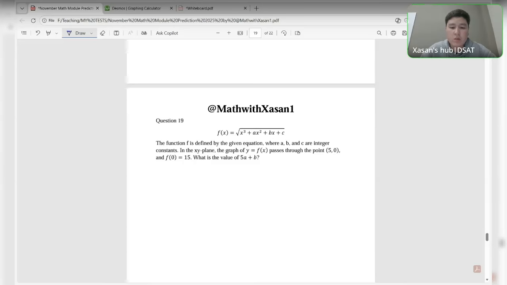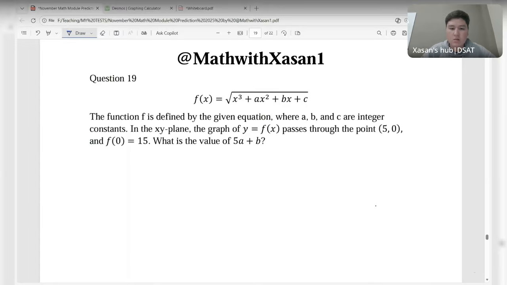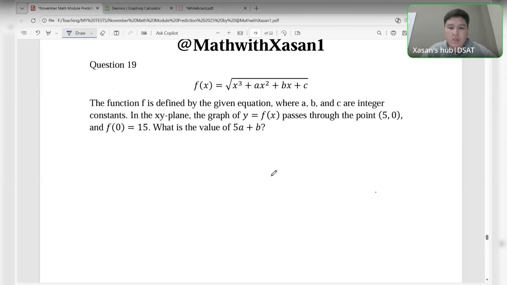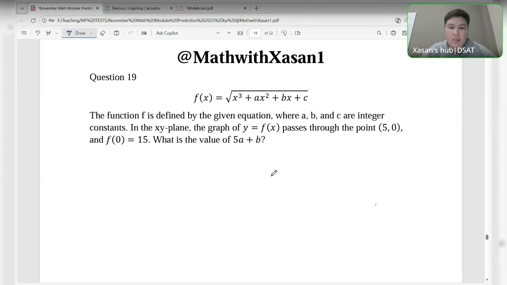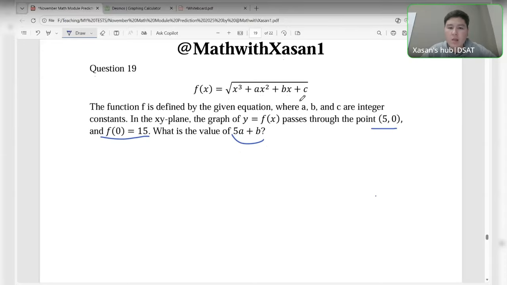So we're having question 19. I guess I'm now audible because my laptop is a bit laggy now. So look, you have 2 points, passing through (5, 0) and f of 0 equals 15. What's the value of 5a plus b? Of course, guys, first of all, if you enter both values as decimals, it doesn't show you the correct answer. So therefore, just find the value of c firstly by using this point.